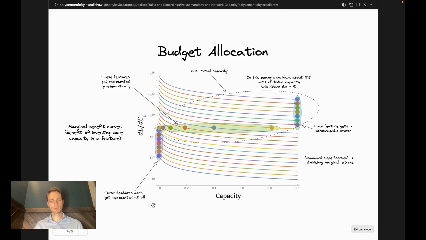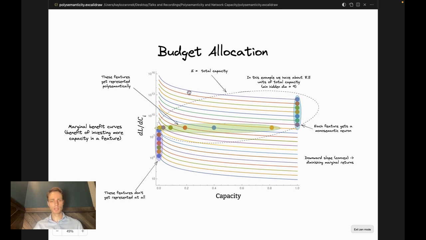Now we can see 3 regimes here. These features that don't get allocated any capacity at all. Then we see this regime, this green one here, where the features are represented polysemantically. And then we see this regime where each of the features gets its own monosemantic neuron. So given all of these together, we can sum them up and get the total capacity that this network had at its disposal to allocate. And in this example, it's about 8.5.